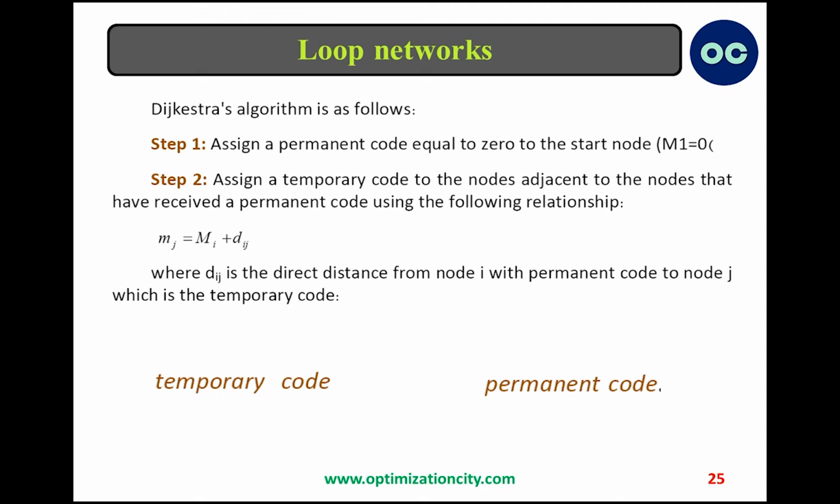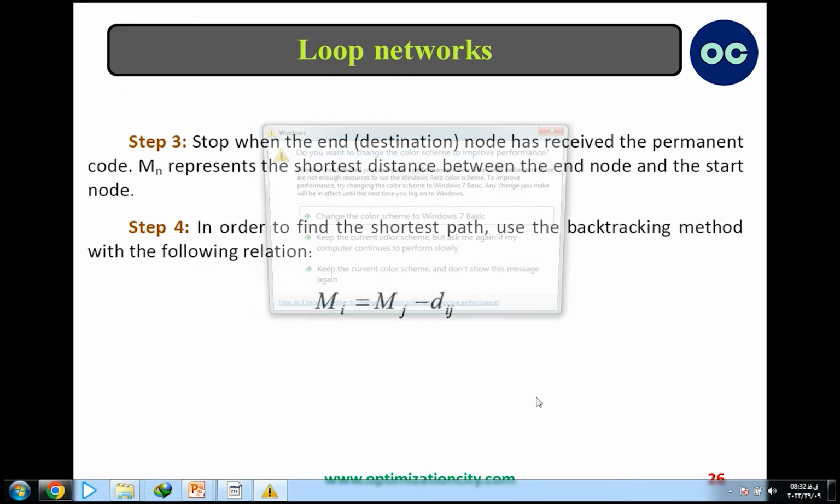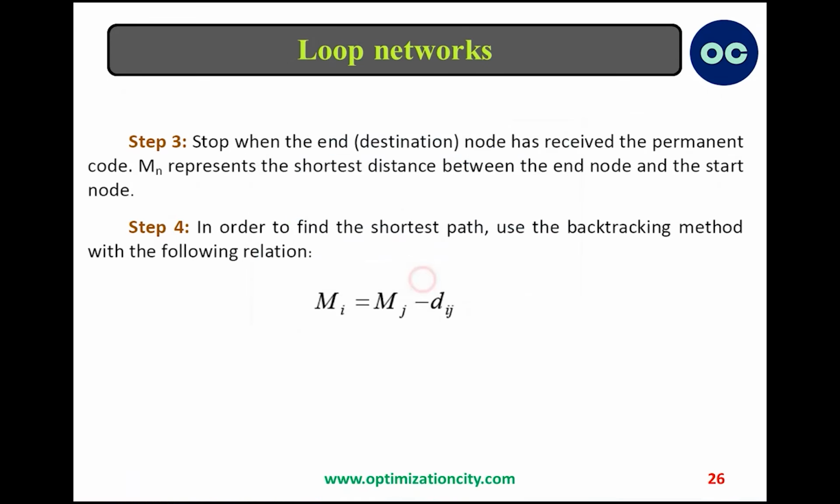Among all the nodes with temporary codes, the node with the smallest code is converted to a permanent code. The process continues by assigning temporary codes to the nodes adjacent to the node with the newly assigned permanent code, and so on. In step 3, we stop the algorithm when the end or destination node receives the permanent code.